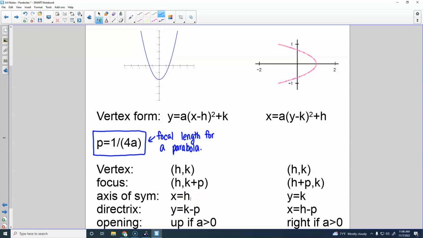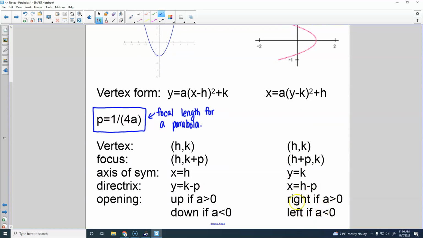But these are just the formulas you have here. You can notice everything sort of switches here whenever it's solved for x. So over here, for the focal length, we add and subtract to the x instead of the y. All of these variables right here switch, and we'll kind of walk through this a little bit in a moment.